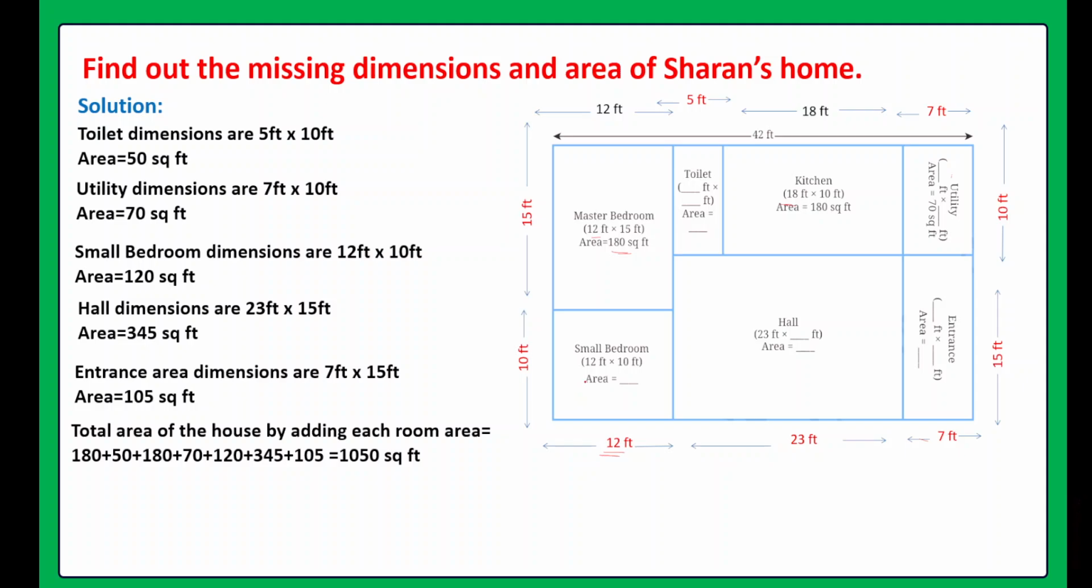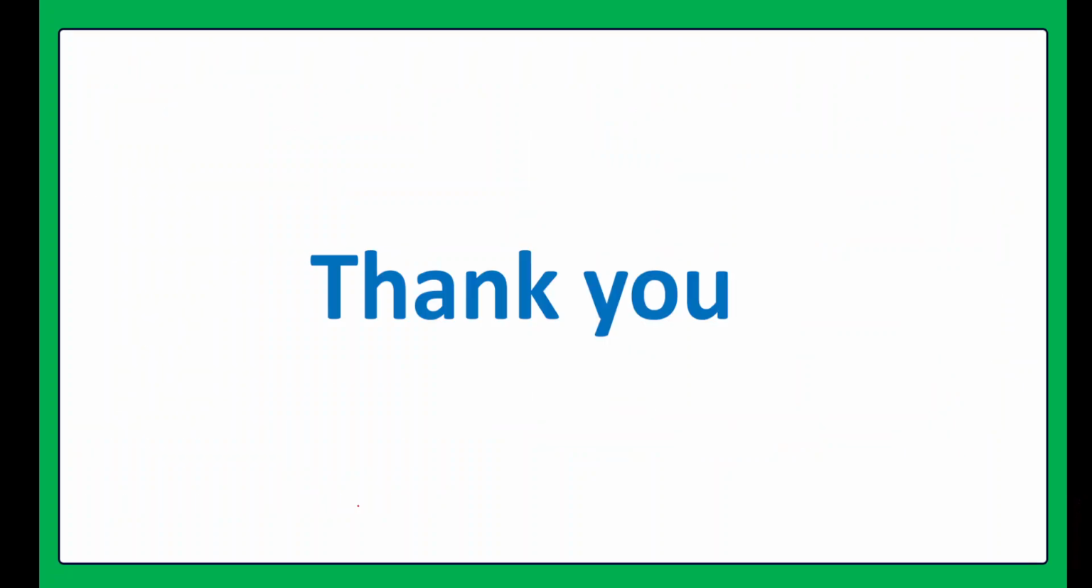Therefore total area of the house by adding each room is 180 plus 50 plus 180 plus 70 plus 120, 345 plus 105. Therefore total area of the house is equal to 1050. Total area of the house by using this length and this width is nothing but 42 into 25, because length is 42 feet and the width is 10 plus 15, 25 feet, which is 1050, matching these dimensions. Thank you.